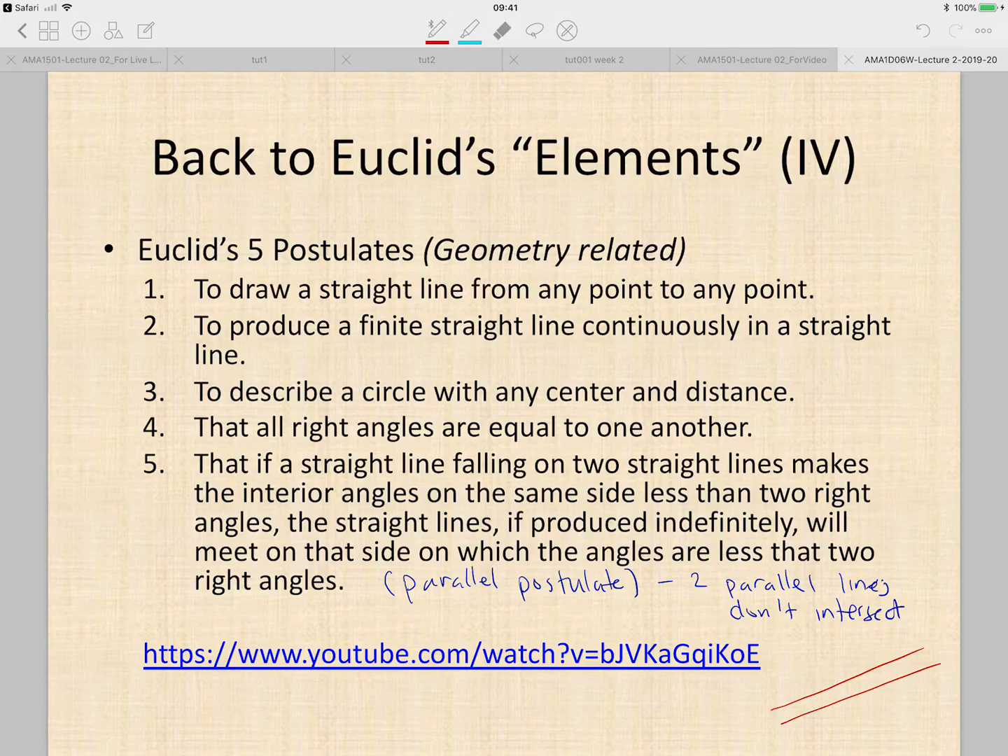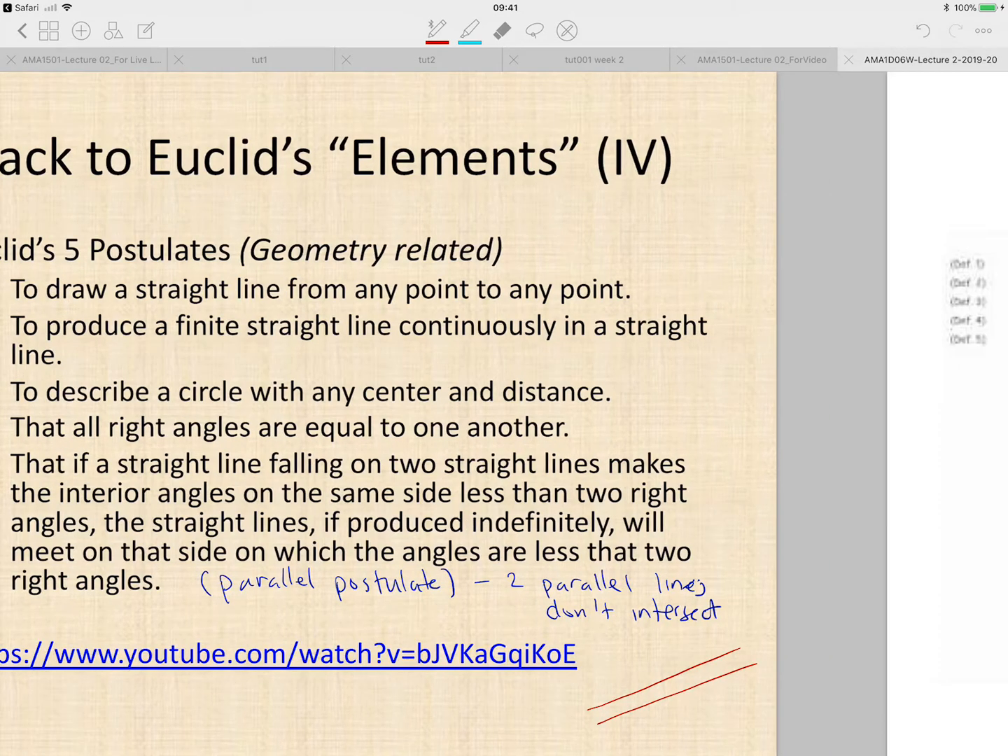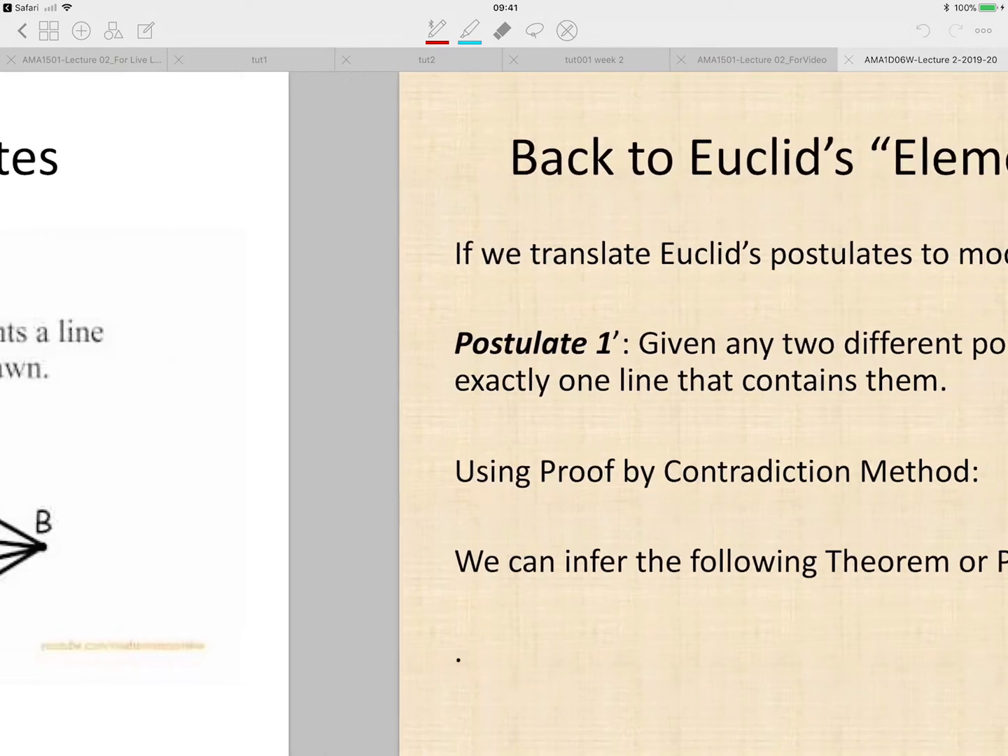More formally, he said that if a straight line falling on two straight lines makes the interior angles on the same side less than two right angles, the straight lines, if produced indefinitely, will meet on that side on which the angles are less than two right angles. Anyways, it just means two parallel lines don't intersect. And you can watch this YouTube video here, link, to get a better idea of Euclid's 5 postulates.